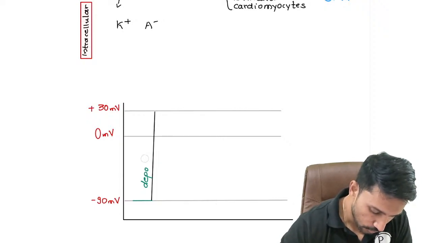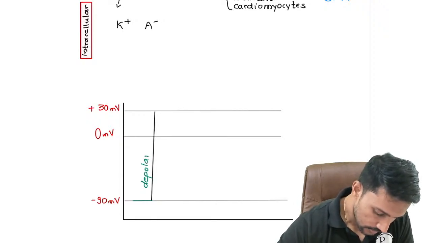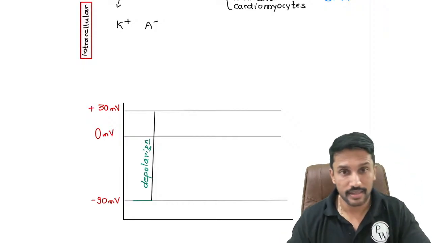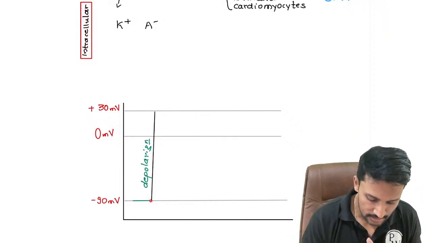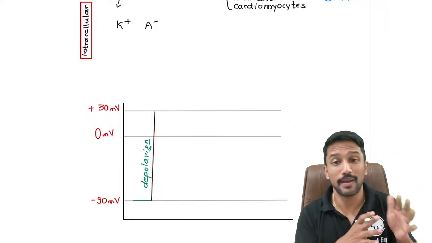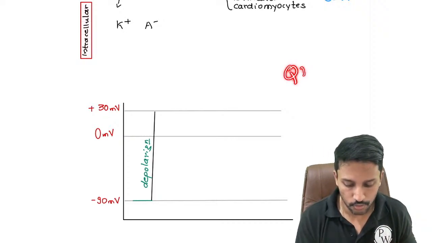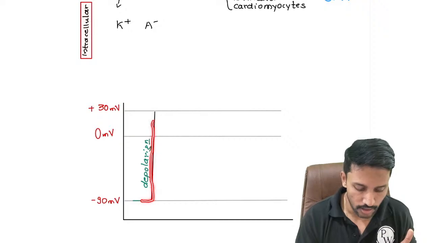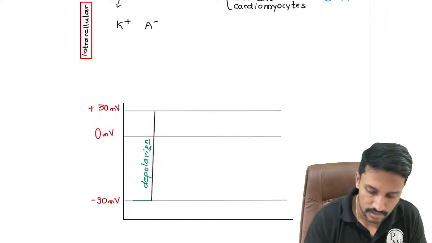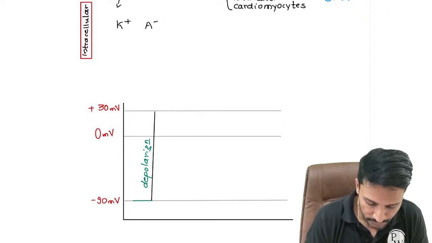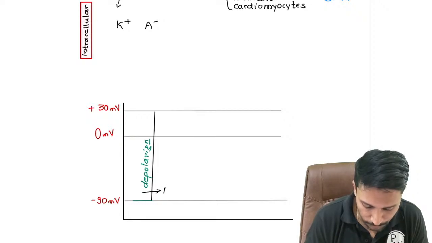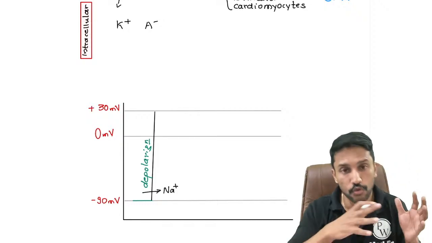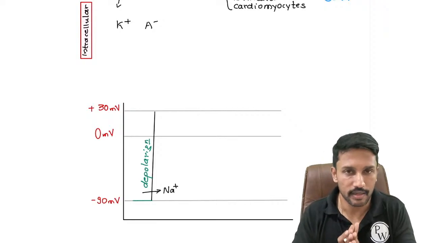So ventricular depolarization results in an increase in the ventricular myocardial action potential, and this upstroke will reflect on the ECG as our QRS complexes, right? This upstroke will reflect as the QRS complexes. So this is where I'm going to get QRS complexes. And what is the reason for this? The reason for this buildup of the membrane potential is influx of sodium, right? Sodium is coming into the cardiac myocyte.